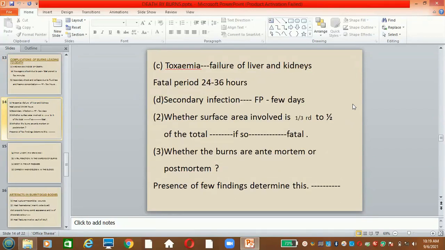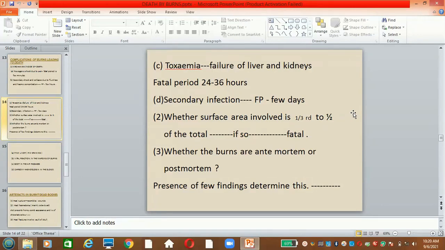Third complication of burns can be toxemia. Toxemia leading to failure of organs like liver and kidneys. In such cases, death occurs usually in 24 to 36 hours. Secondary infection can occur after a few days, and it can lead to septicemia and death.